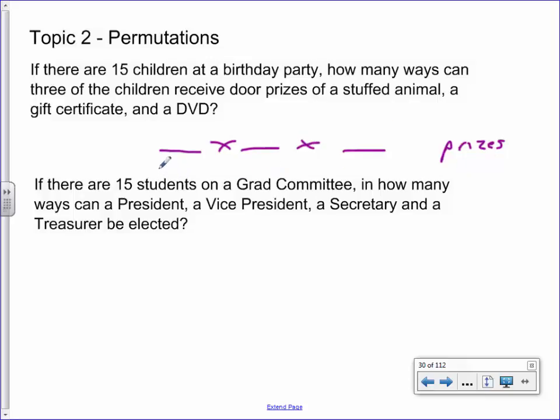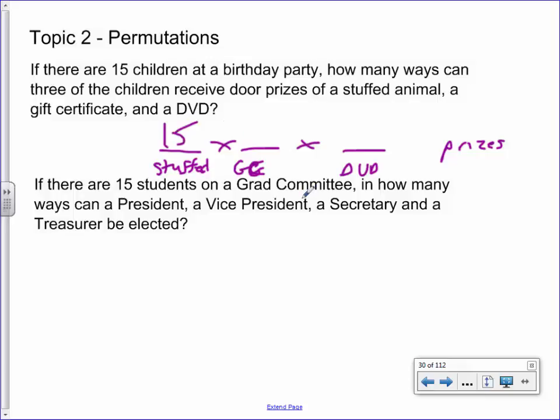And maybe I'll even write down underneath here, this is the stuffed animal. This is the gift certificate. This is the DVD. It's supposed to be a C for certificate. So let's say I've got the gift certificate and I say, one of you gets the gift certificate. How many people could I give it to? Well, okay, that's true. I'm going to give it to one person, but how many choices do I have to give to? Yeah, 15.